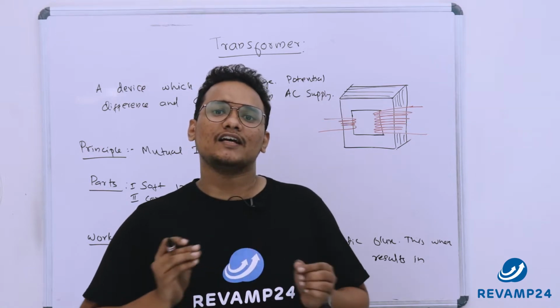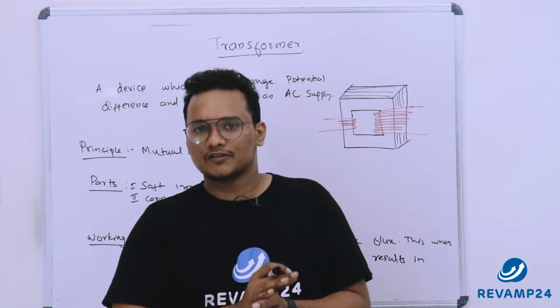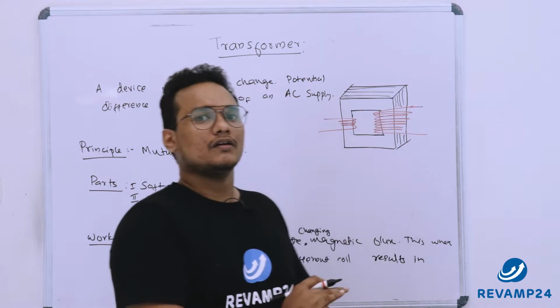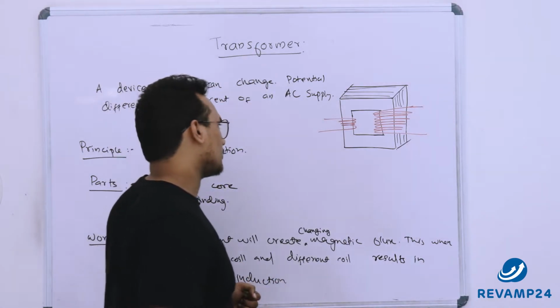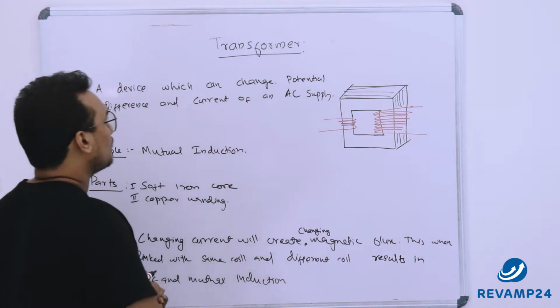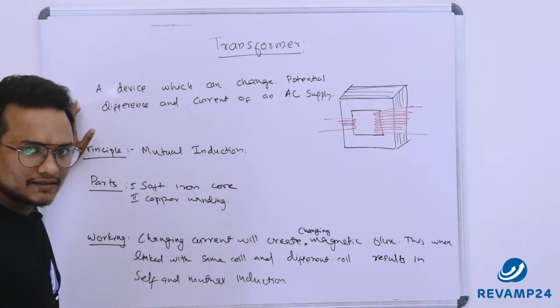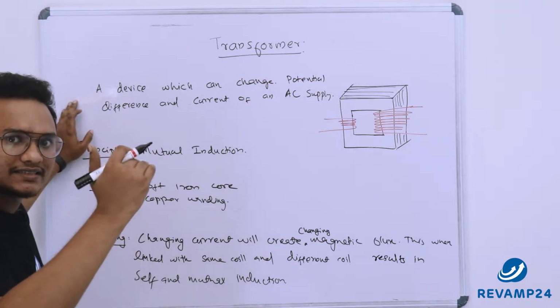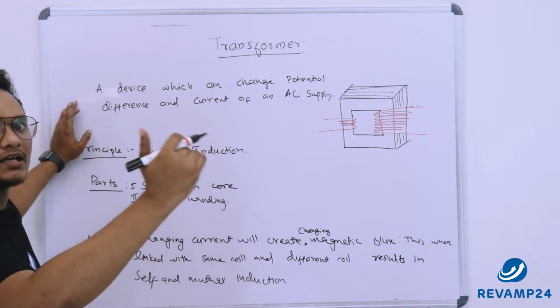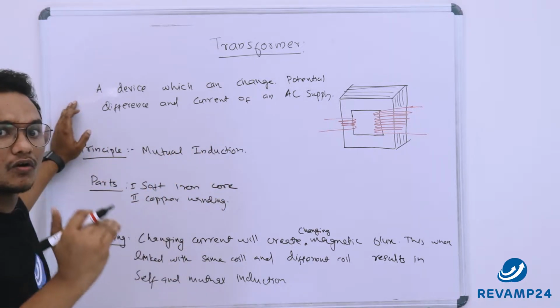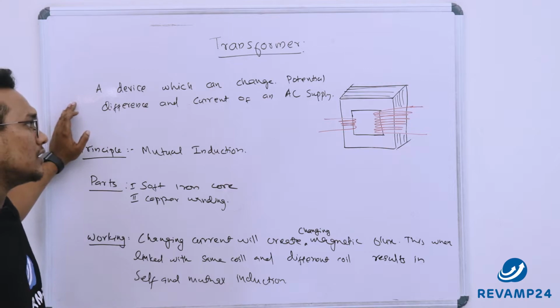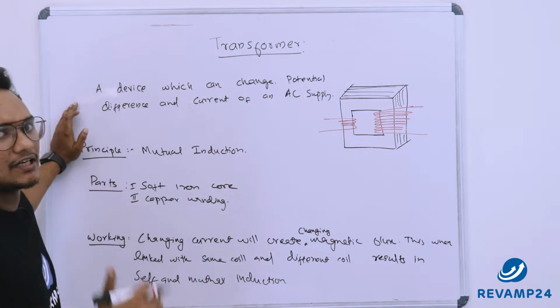In this video, I will explain the working of a transformer and the transformer equation, along with its derivation. A transformer is a device that is used to either step up the voltage or step down the voltage of an AC circuit. I have told many things in this statement.